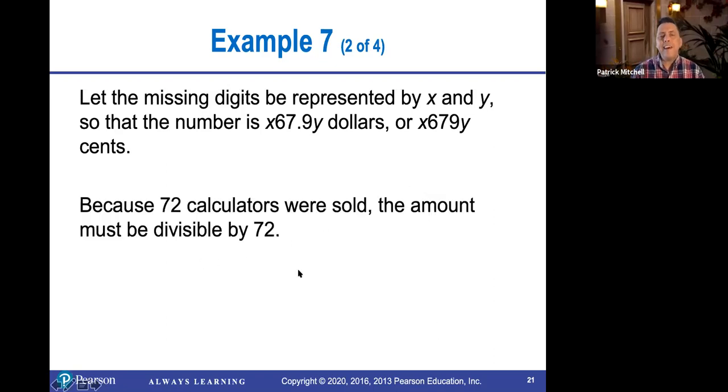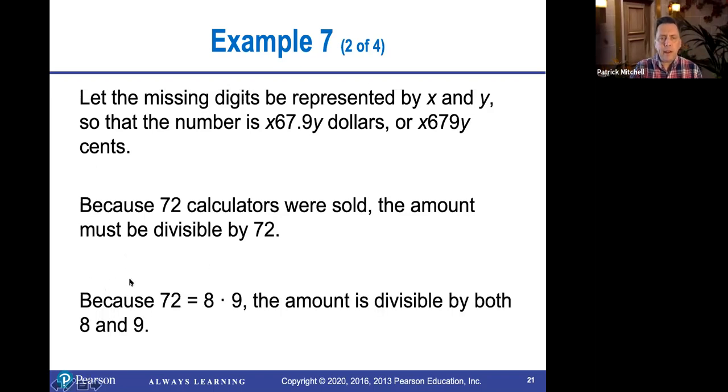Okay, because 72 calculators were sold, the amount must be divisible by 72. Because 72 is 8 times 9, the amount has to be divisible by both 8 and 9. Okay? So let's think about our test for divisibility by 8 and 9.